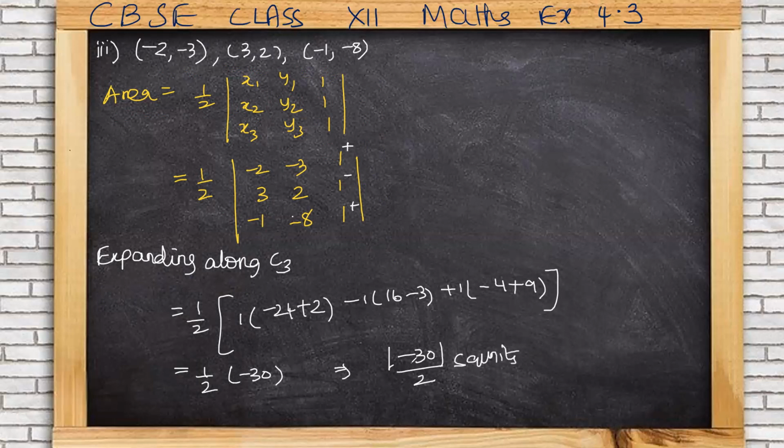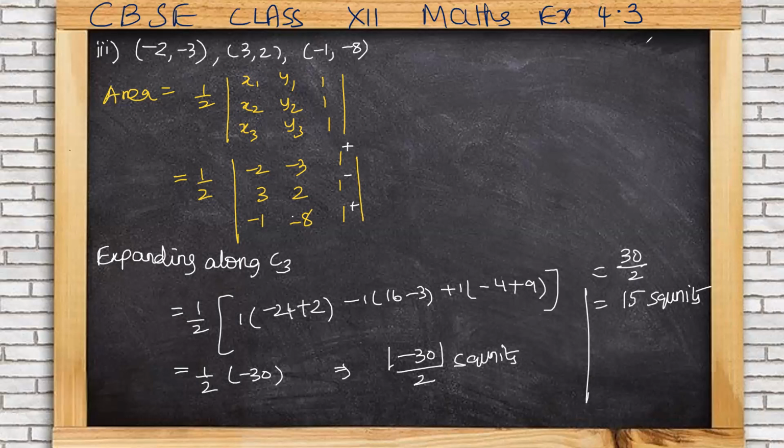When we remove the modulus, it will be positive, isn't it? So we have 30/2, it is 15 square units. That's all. So we have 30/2, that becomes positive, and on simplifying, we get 15 square units.